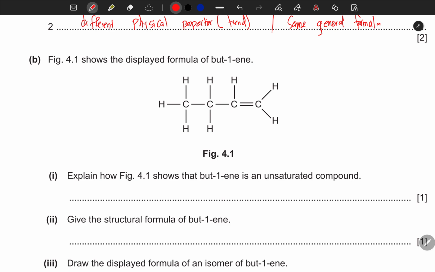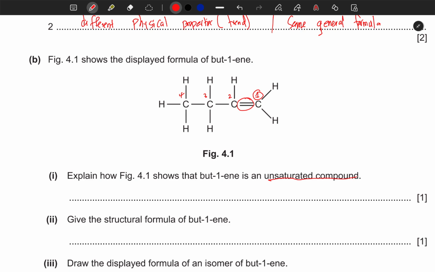Figure 4.1 shows the displayed formula of butene, and you can see that the double bond is on carbon number 1. We label the carbons 1, 2, 3, and 4. Explain how figure 4.1 shows that but-1-ene, or butene, just call it like that, is unsaturated. Unsaturation means the presence of a double bond. Another one is that we can see that not all carbon to carbon bonds are single.